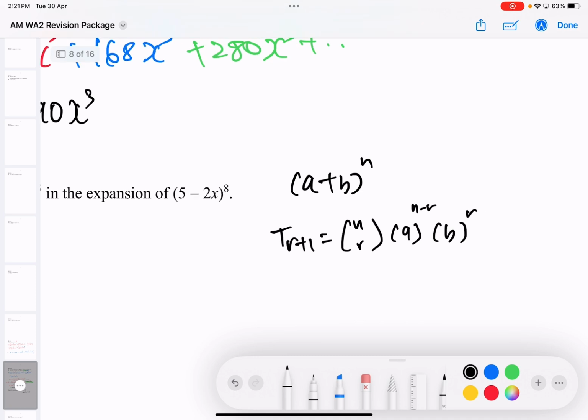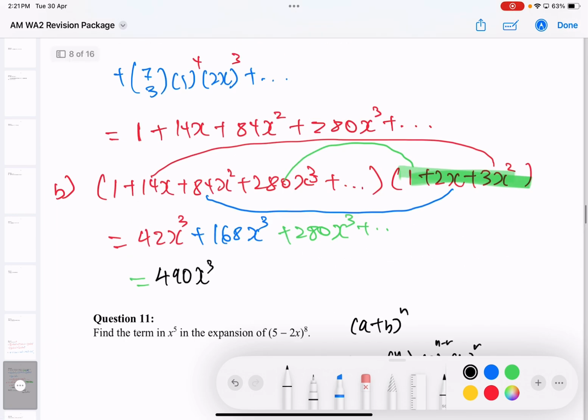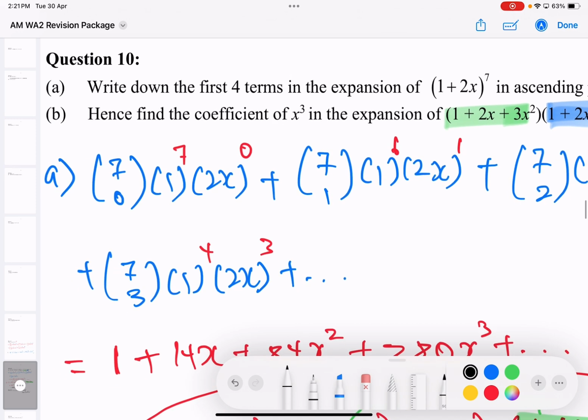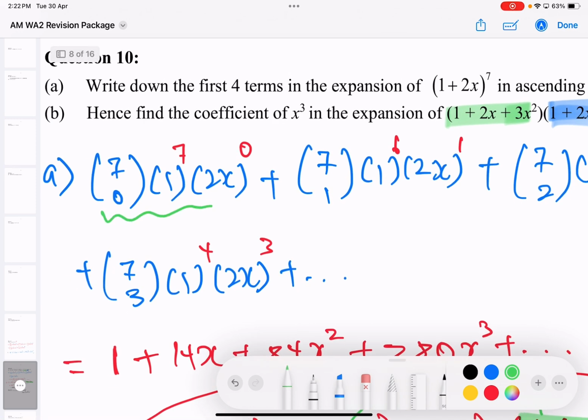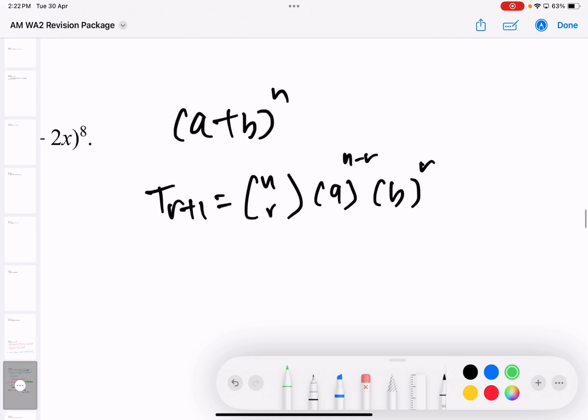Okay. Now, I will try to explain to you what this thing is. If you look at this expansion over here, for example, this is actually the first term. This is the second term. Can you see that? What this formula does is that it's able to give me the first or the second or the third or the fourth term, just that term alone.